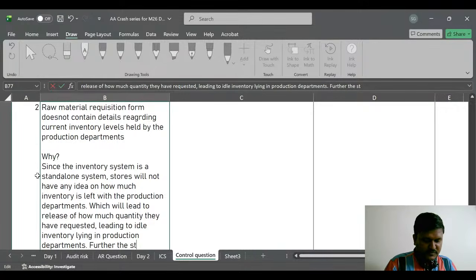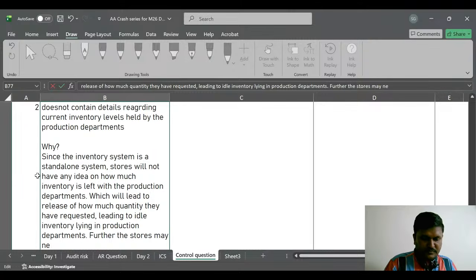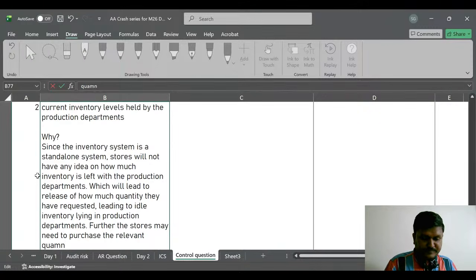Further, the stores may need to purchase the raw materials, or the store may need to purchase the relevant quantities.